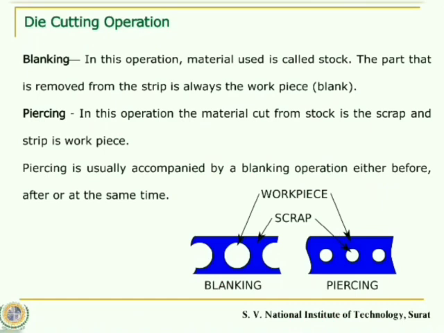During a blanking operation, the part that is removed from this strip is the workpiece, and the strip itself becomes a scrap later on. Whereas in case of a piercing operation, the material that is cut from the stock is the scrap and the strip remains as a workpiece. Generally, piercing operation is accompanied by a blanking operation either before or after or at the same time during most of the die cutting operations.